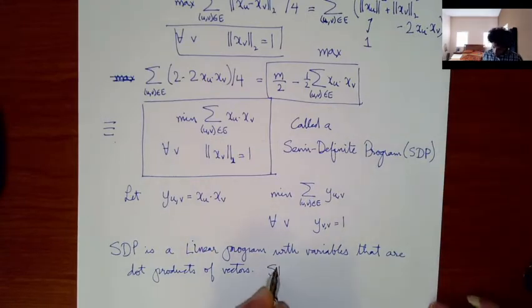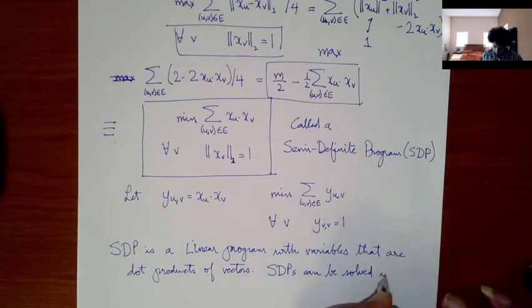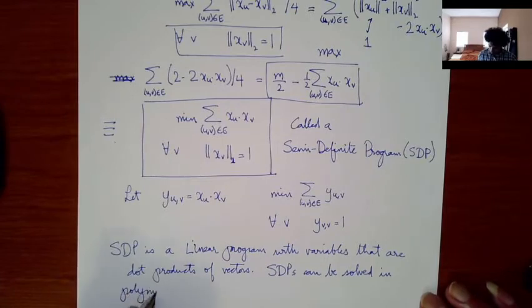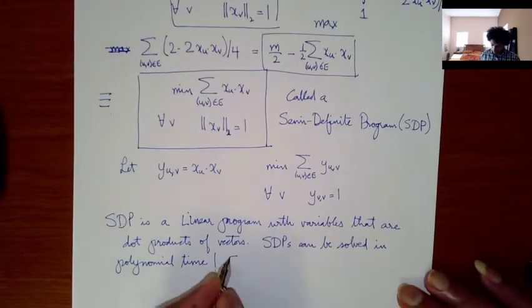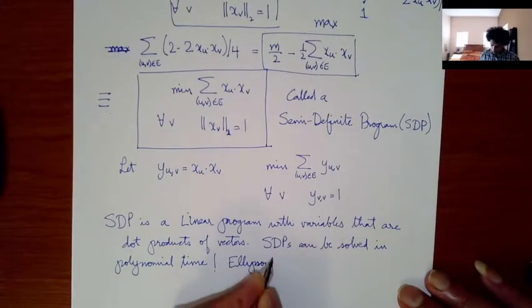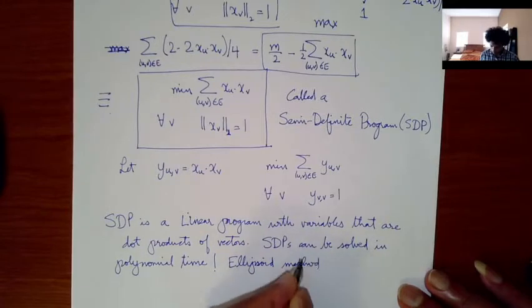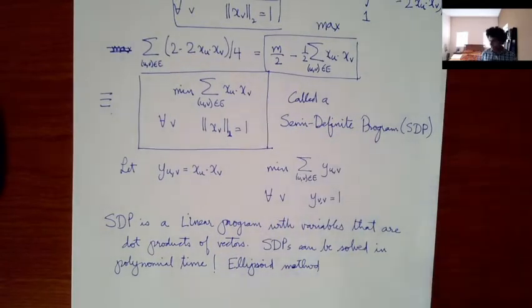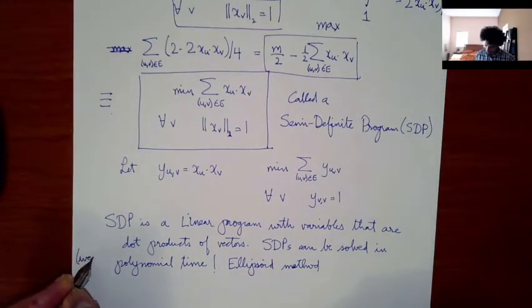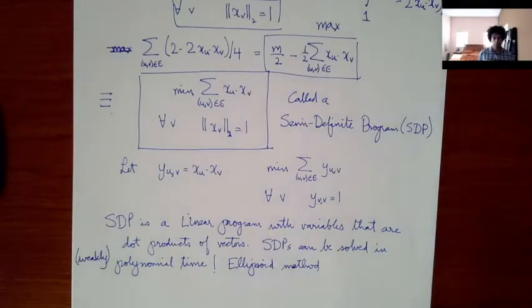And SDPs can be solved in polynomial time, which is quite surprising. And the way to do it is actually using the ellipsoid method. So we can use the ellipsoid algorithm to actually solve SDPs in polynomial time. Technically I should say weakly polynomial time using the ellipsoid method. And I will describe how we're going to do that.